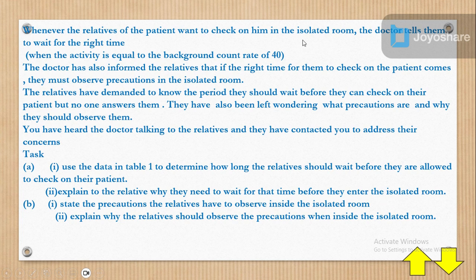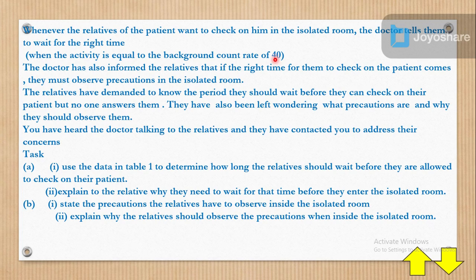They're saying, continue. Get this letter B. Whenever the relatives of the patient want to check on him in the isolated room, the doctor tells them to wait for the right time. In fact, what does the right time mean? When the activity is equal to the background count rate of 40.